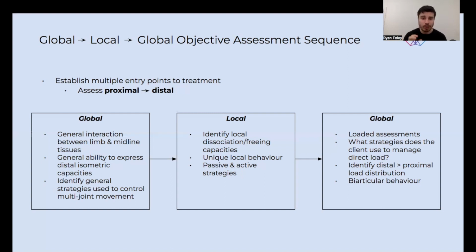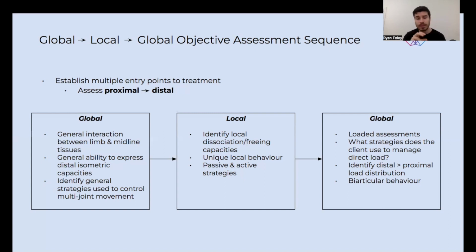Okay, and again, looking at these global interactions also gives us an insight into the general strategies used to control multi-joint or multi-segmental behavior before we zoom in on single joint or local behavior. And a huge amount of this will obviously be based on the unique context of the client's subjective history as well. It's going to determine where we place most of our focus.